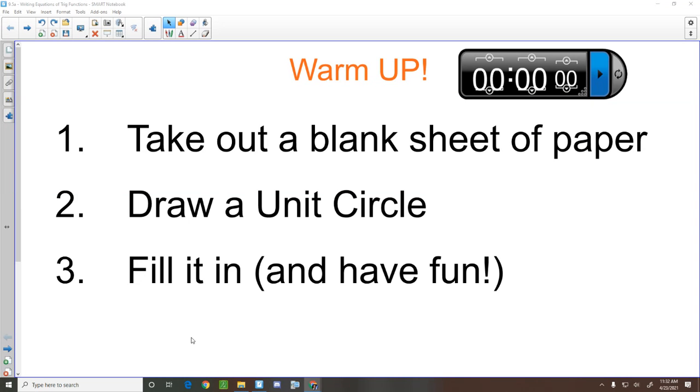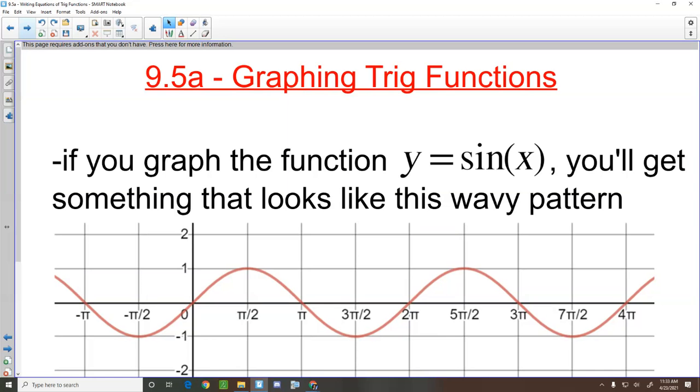So I hope you had fun with my little unit circle challenge. You're all getting better at it. That's wonderful to see. Great job. Today, though, we're going to look at something a little bit different.